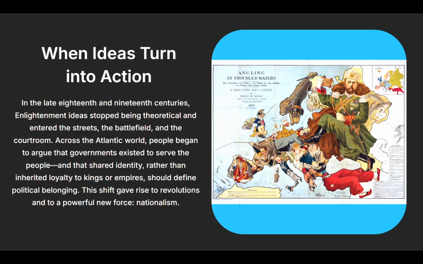In the late 18th and 19th centuries, Enlightenment ideas stopped being theoretical. These Enlightenment ideas entered the streets, the battlefield, and the courtroom. Across the Atlantic world, people began to argue that governments existed to serve the people, and that shared identity, rather than inherited loyalty to kings or empires, should define political belonging. This shift gave rise to revolutions and to a powerful new force, nationalism.